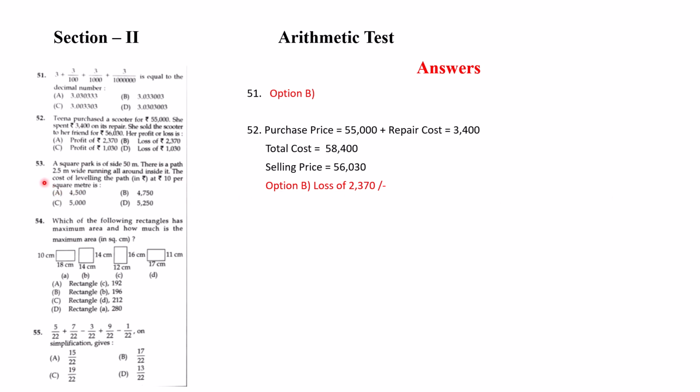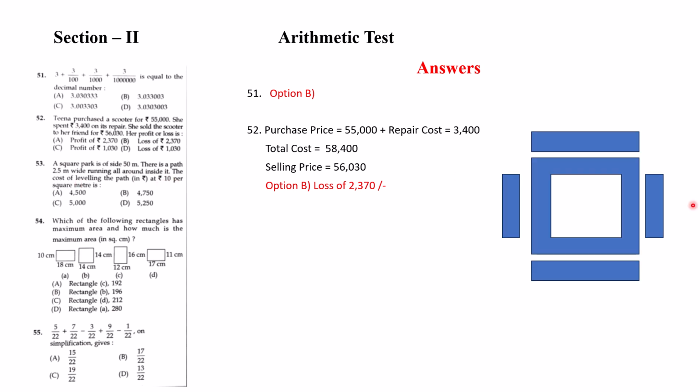Now coming to question number 53, this is a bit tricky question that we need to check here. What it says is there is a square park of side 50 meters. Then there is a path 2.5 meters wide running all around inside it. The cost of leveling the path at 10 rupees per square meter would be how much? Suppose this is that 50 meter square park and this is that 2.5 meter wide road inside this park.